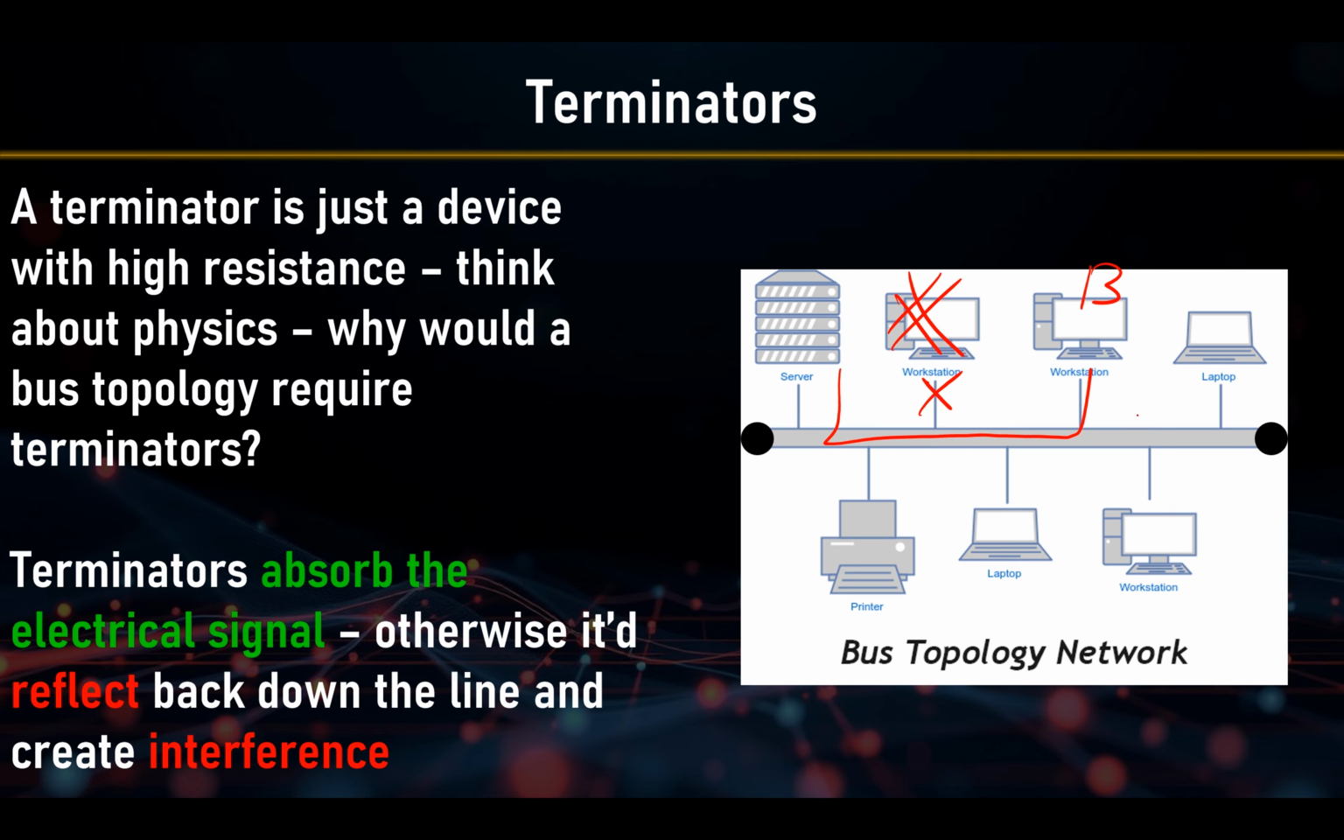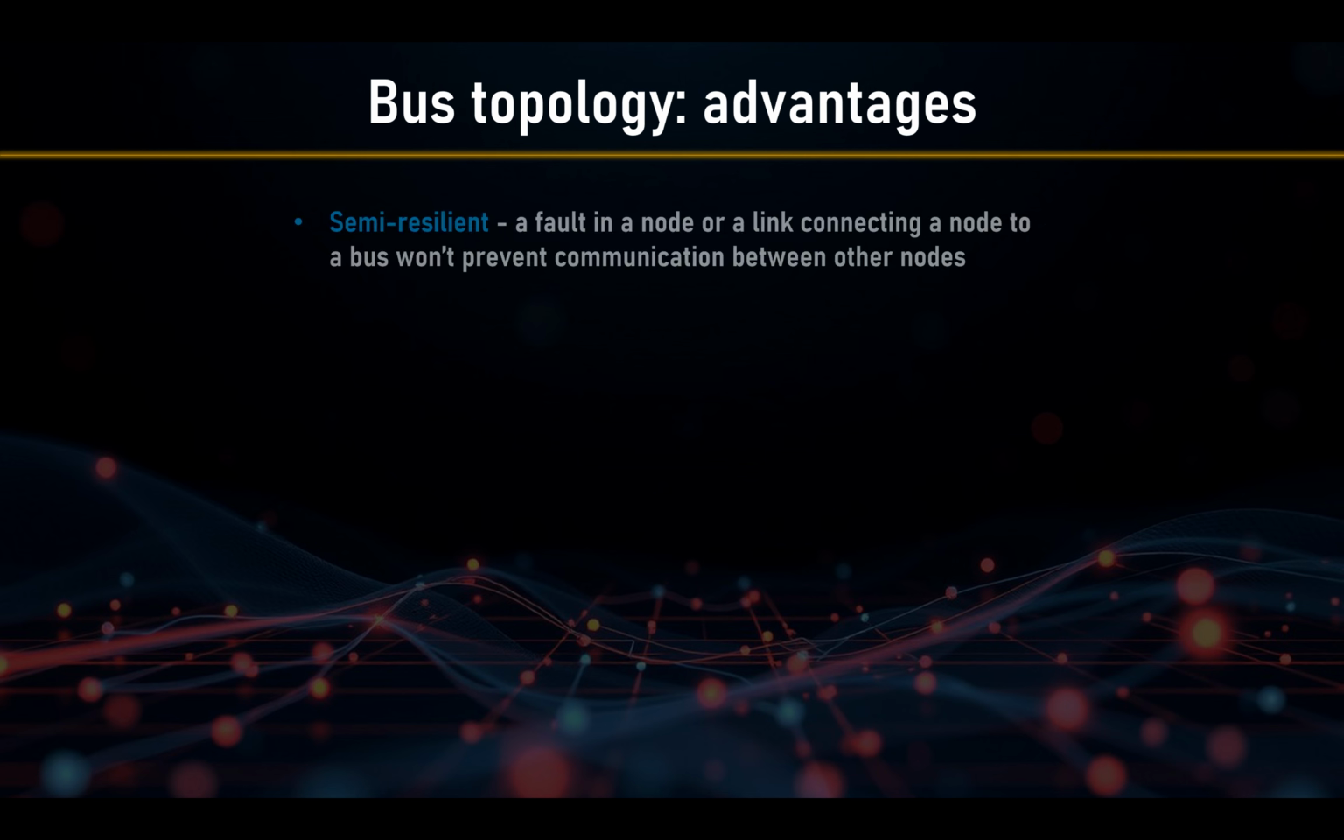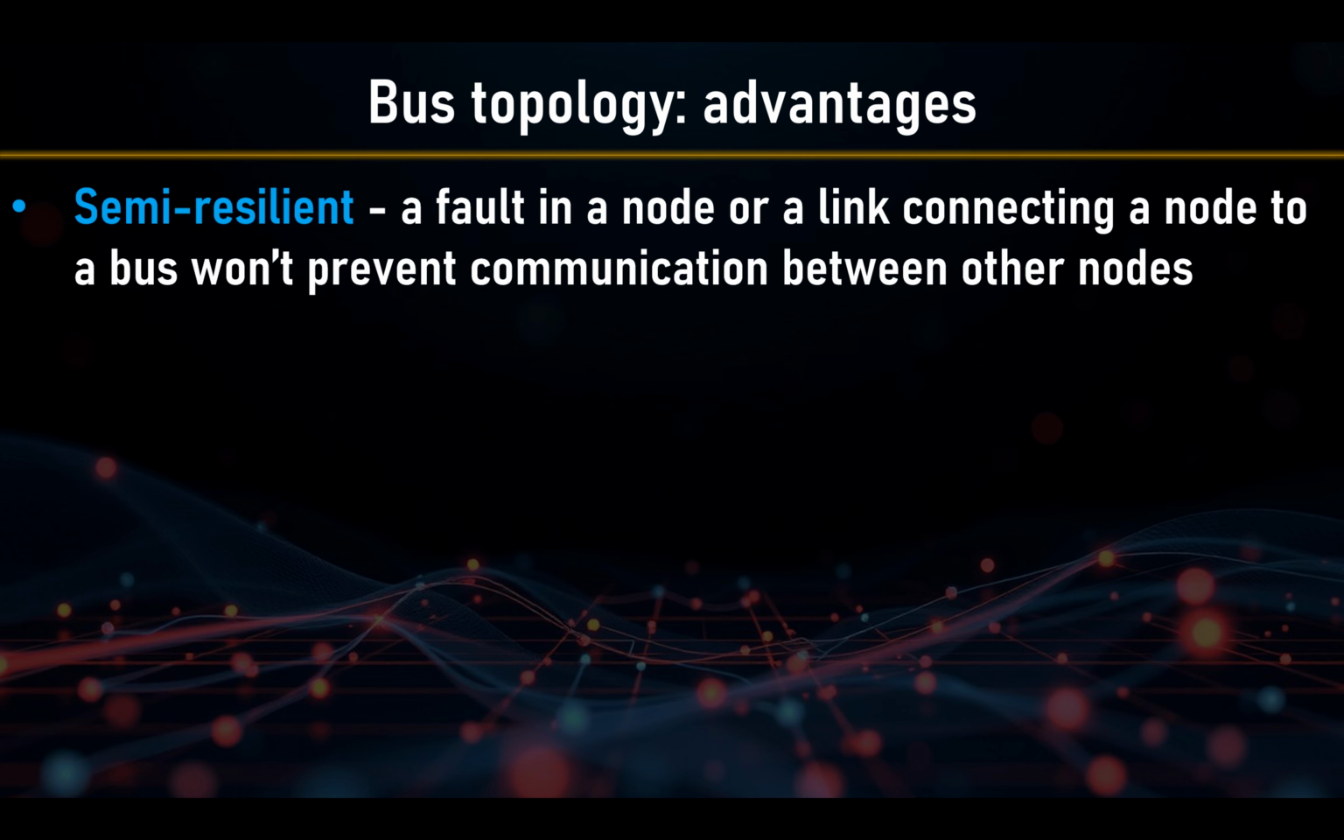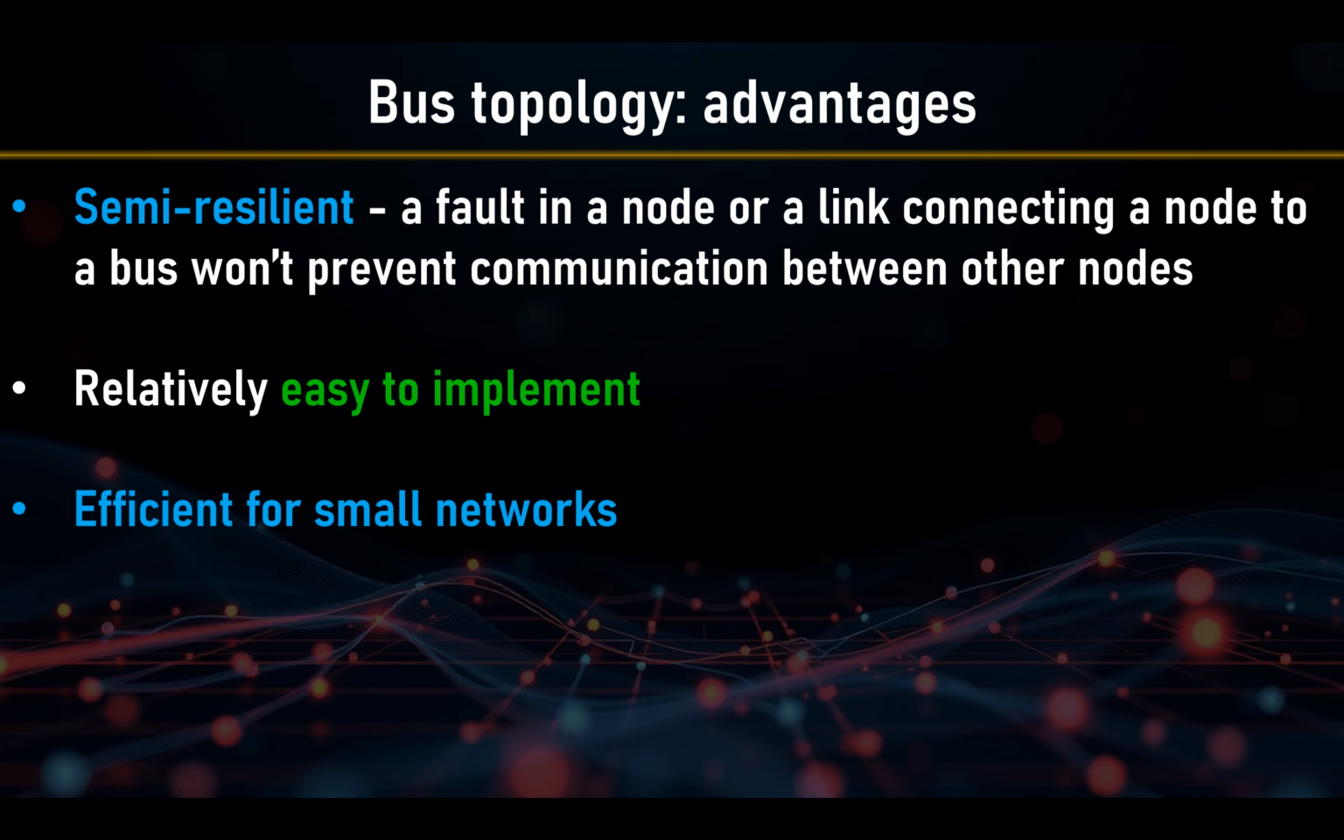Now, the problem with the bus line, as you can imagine, is that if this central bus line goes down, then the whole network goes down. That's why I've said semi-resilient, because in some cases it's resilient, but in other cases it's going to be kind of vulnerable. It's also going to be relatively easy to implement. You just need a central bus line and connect the devices directly to it.